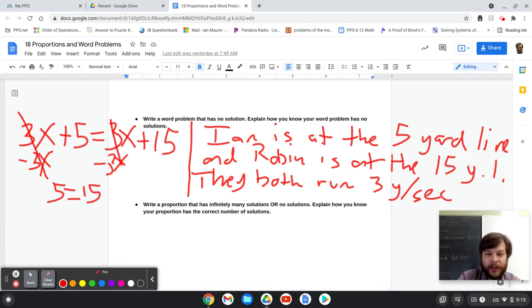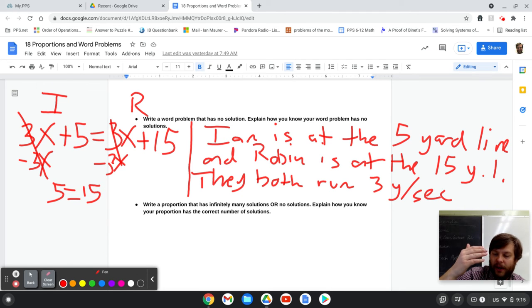And so if they both run 3 yards per second, then we can see over here in our equation that this is my distance starting at the 5 yard line, 3 yards per second. And then this is Robin's distance right here. And when we tried to figure out when they're at the same place, it didn't work. 5 doesn't equal 15. Or you could think about it like a real situation. If you're going at the same speed as somebody, but you're staying a constant distance apart, you're always going to be 10 yards away. You're never going to be at the same point.